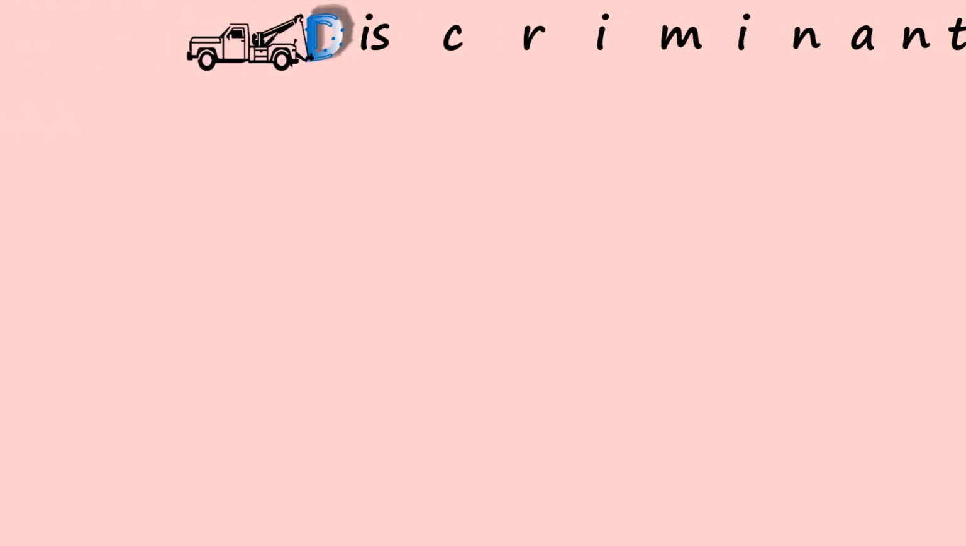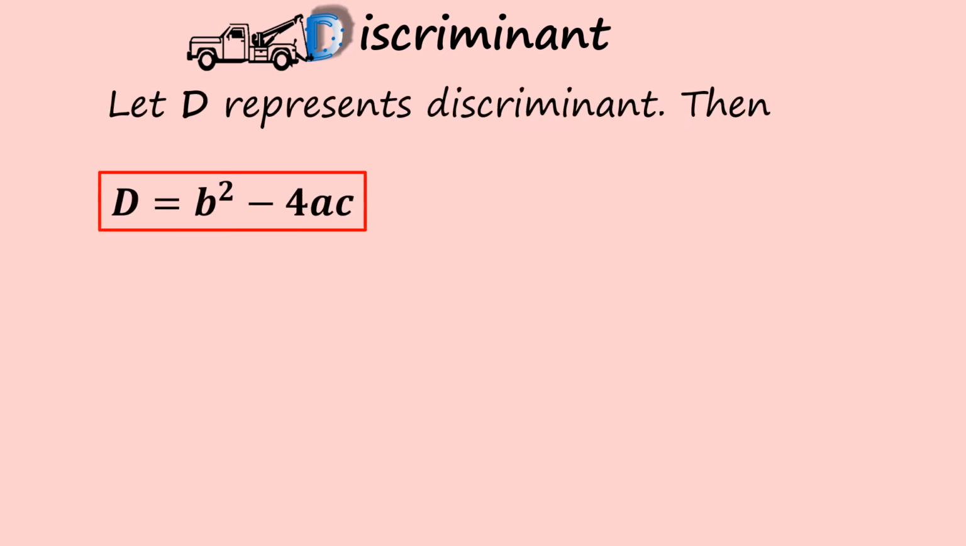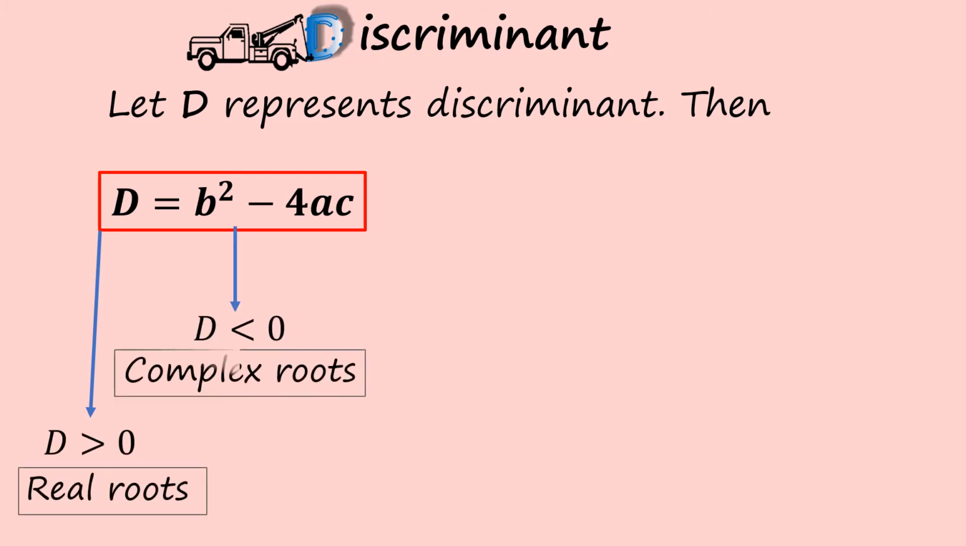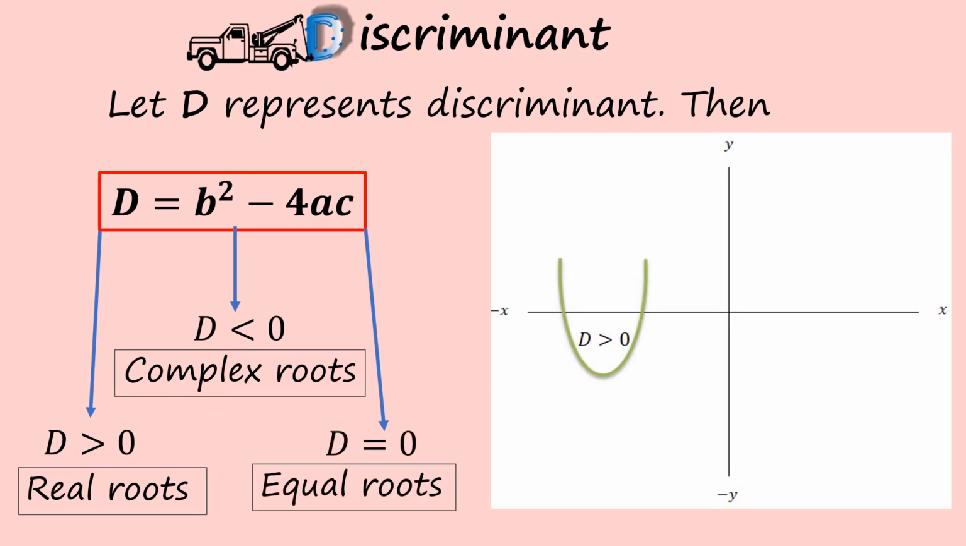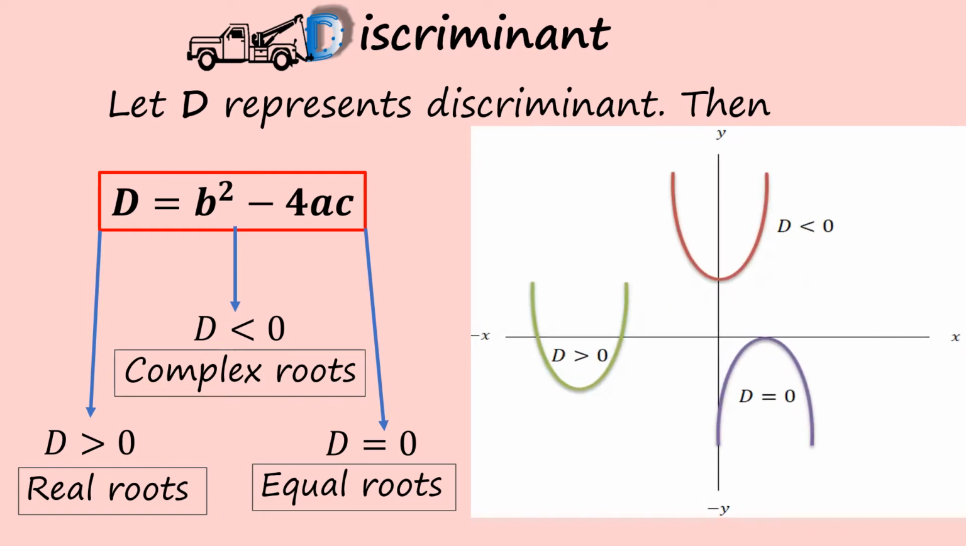Now let's move to the next part, the discriminant. Let D represent the discriminant, then D equals b squared minus 4ac. If D is greater than 0, we have real roots. If D is less than 0, we have complex roots. If D equals 0, we have equal roots. And we'll look at this diagram where we have D greater than 0, then D less than 0, and D equals 0.